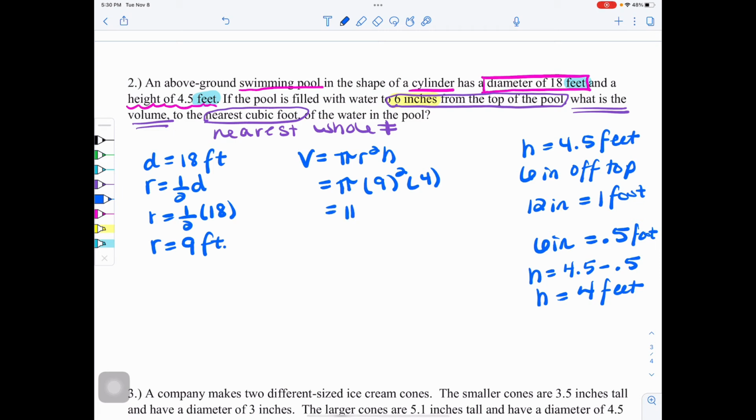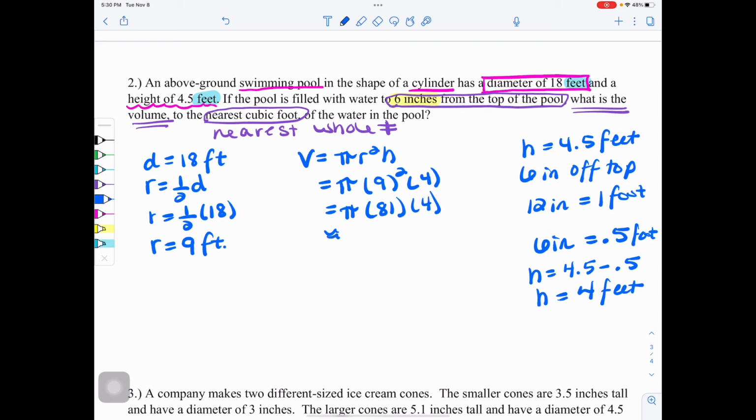So that's pi. 9 squared is 9 times 9, which is 81, times 4. Now, they said they wanted it to the nearest cubic foot. So I'm going to have to get a decimal and do the appropriate rounding. So at this time, you'd plug all of those values in your calculator. They're all next to each other.